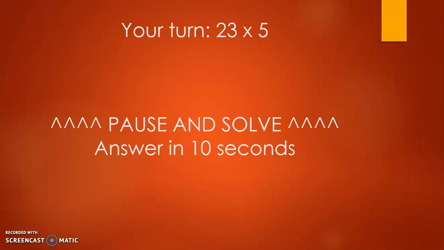Now you are going to pause and solve this on a piece of notebook paper. Your expression is 23 times 5. So I'm going to give you 10 seconds. Pause this video, solve it on a piece of notebook paper. Refer back to the video if you need help, if you need to see this go through one more time.